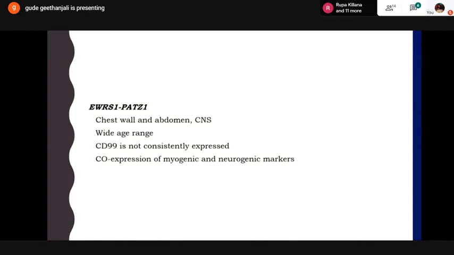Another non-ETS family rearrangement with EWSR1 is EWSR1-PATZ1. Here the location is more predominantly in the chest wall and abdomen, and it's also identified in the CNS region. It occurs in a wide age range. It can also occur in adults and older age population. Here the CD99 is not consistently expressed, and there is a co-expression of myogenic and neurogenic markers.